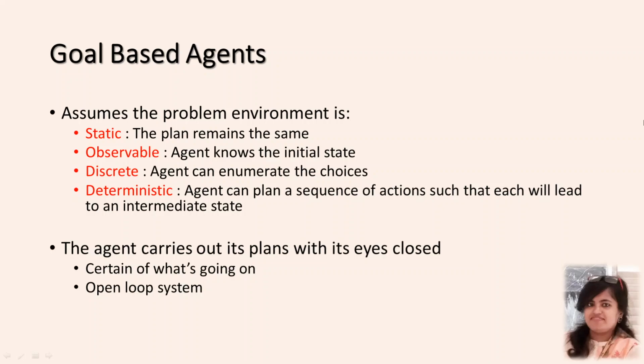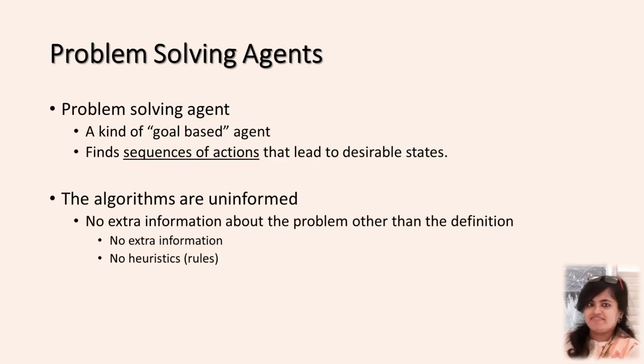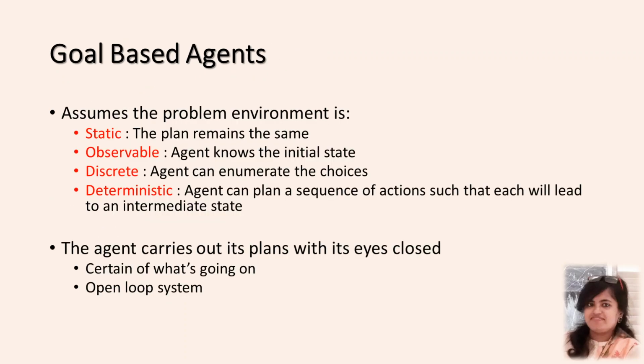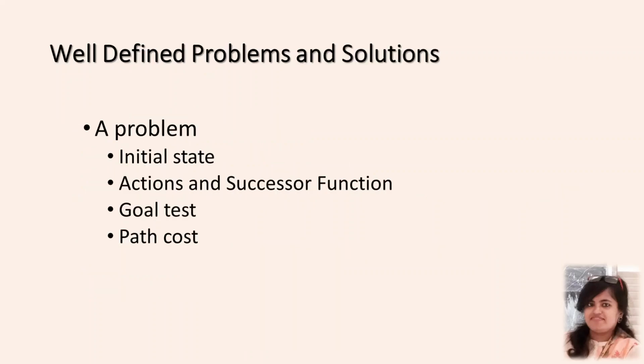So then the agent carries out its plans with its eyes closed. So it's not taking in other information, right? We have already told it is for the uninformed algorithm. So the agent carries out its plans with its eyes closed, certain of what's going on. It knows what is going on, and it's an open loop system.